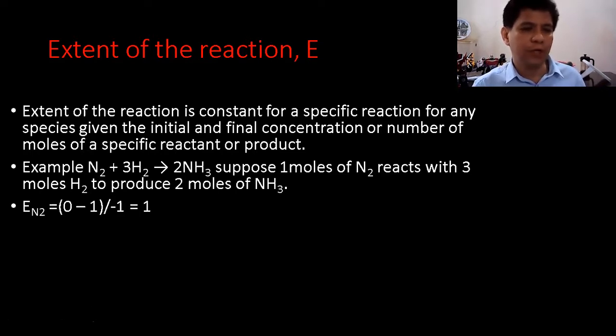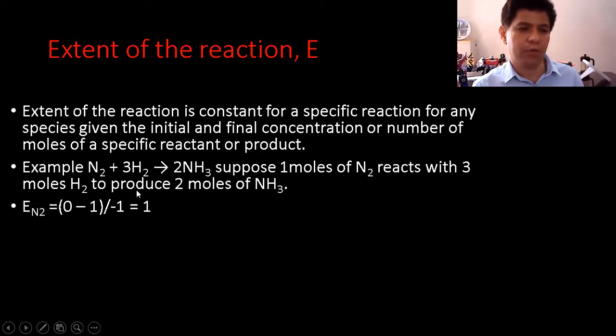The extent of the reaction for nitrogen, di ba, the equation is N out minus N in divided by the stoichiometric coefficient. So for nitrogen, N out, complete yung ating reaction, so walang matitirang nitrogen. So that would be 0. Tapos minus N initial, we have 1 mole of nitrogen, so minus 1, divided by yung stoichiometric coefficient ng nitrogen sa reaction ay negative 1. Negative kasi reactant siya. So ang extent ng reaction sa nitrogen ay 1.